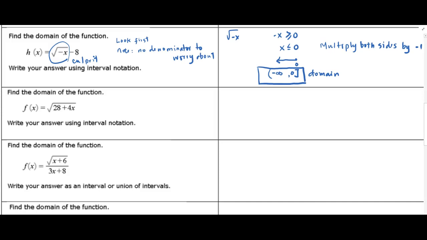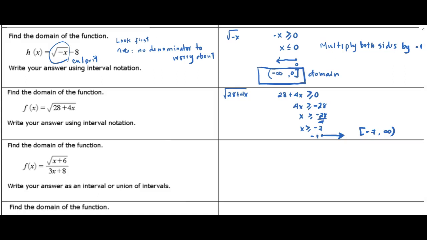We have no denominator here, so we look for the domain of the radical. 28 plus 4x must be greater than or equal to 0. So we perform our operations and we wind up with x greater than or equal to -7. We draw the graph. So the interval translates to -7 to infinity.